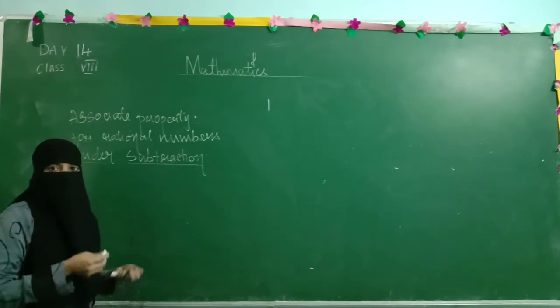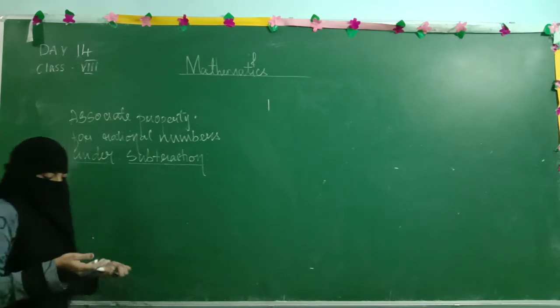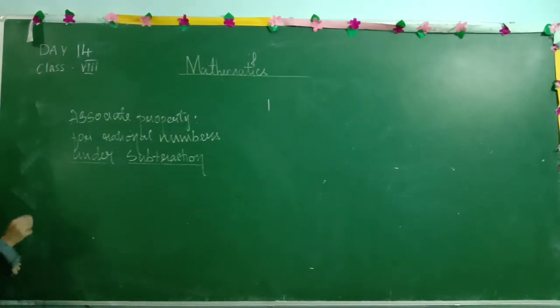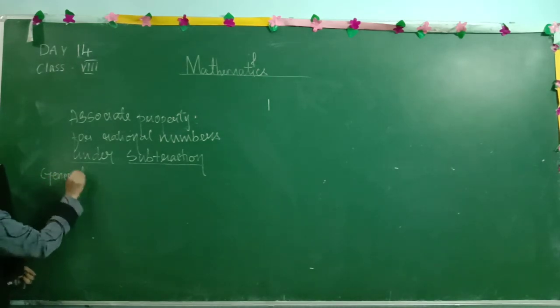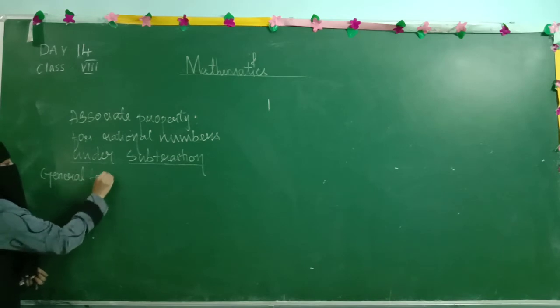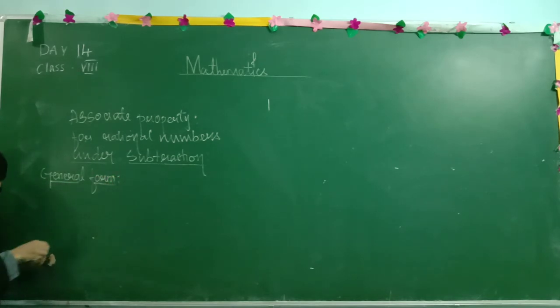Whatever properties we have, we are going to verify them with rational numbers. So let's begin with the class. I have told you the general form. How many of you know the general form? The general form is very important. If you don't know the general form, then you are unable to substitute the values. And I have also given a simple hint for the general form.